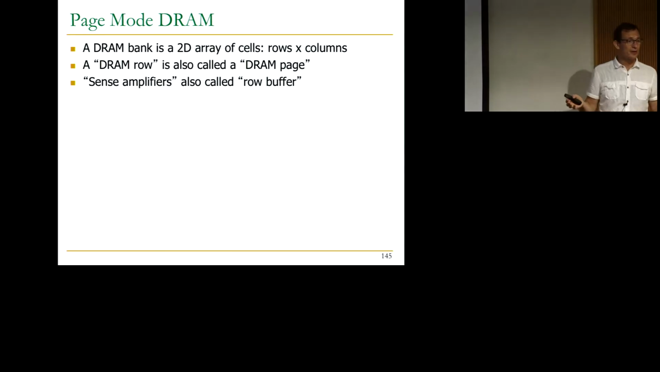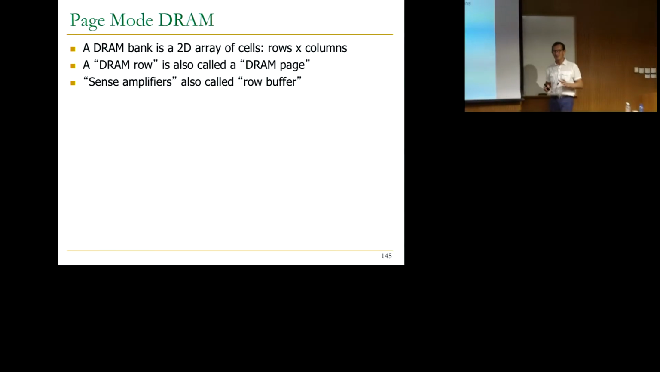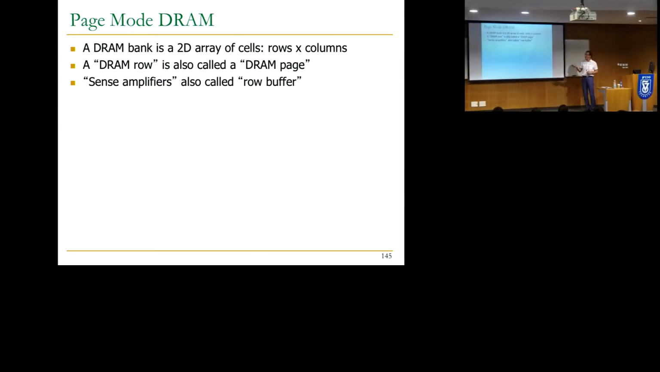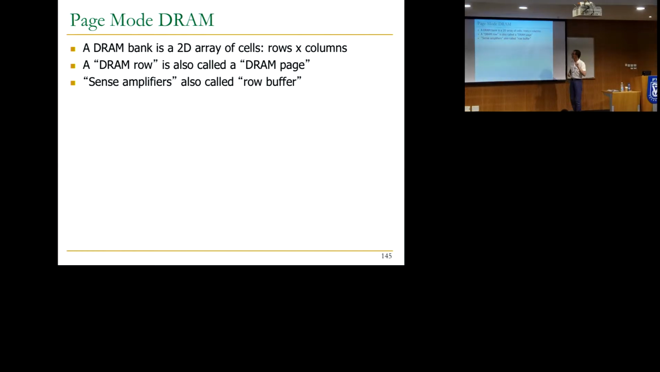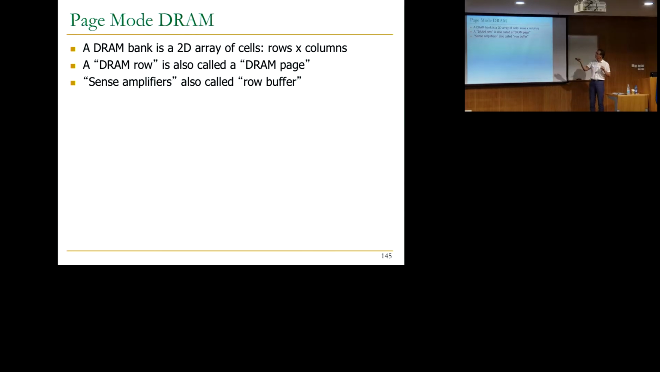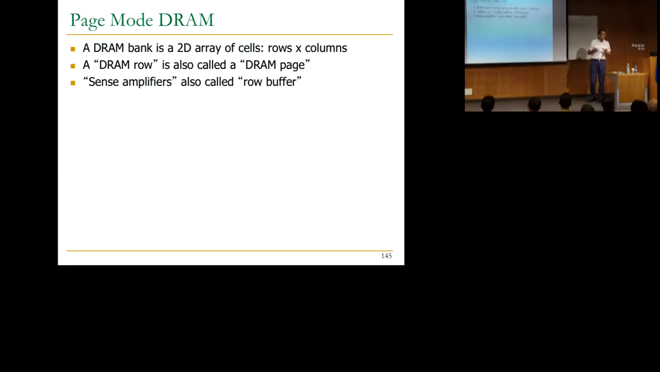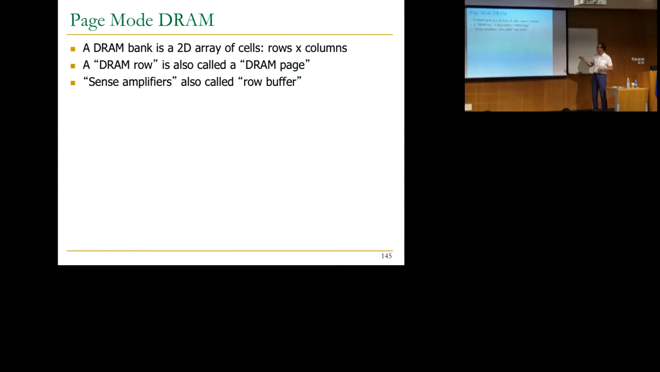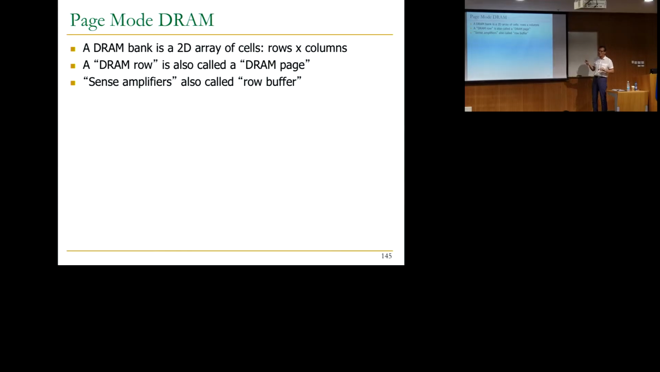But most of the DRAM that we have today is page mode DRAM. Basically, as I said earlier, a DRAM bank is a two-dimensional array of rows and columns. And in each location, you have a single bit cell. A DRAM row today is called a DRAM page also. It's unfortunate terminology, but that's how it is. This is different from a virtual page. So people should not confuse terminology, but it's already confused. But I'll try to use DRAM row mostly.